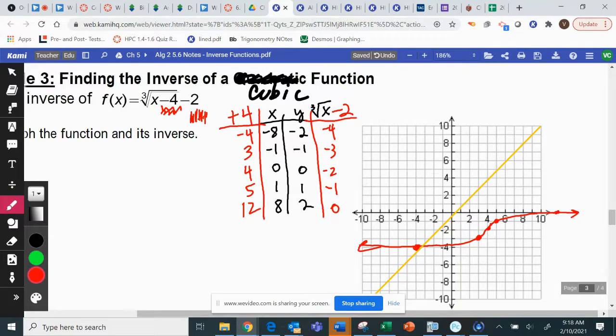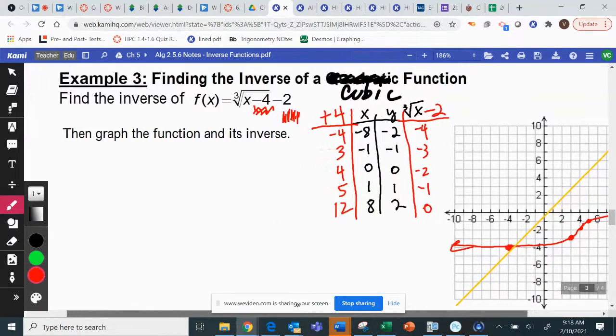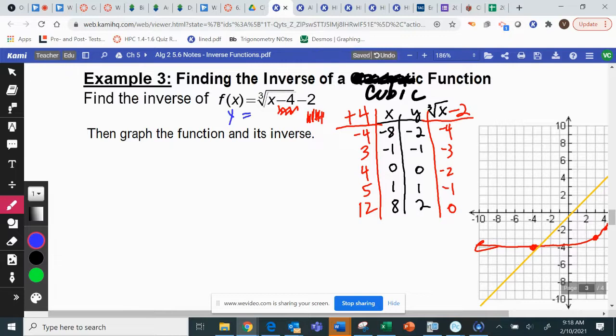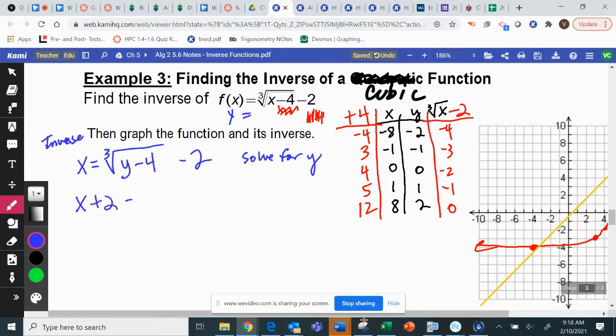Okay, that is the original question. Now we're going to find its inverse and we're going to graph its inverse. So to find the inverse, remember first I make this y equals, and then I switch my x and my y. So I'm going to have x equals cube root y -4 and then subtract 2. So there's our inverse. And then we have to solve for y. So I'm going to add 2, x plus 2 equals cube root y -4.